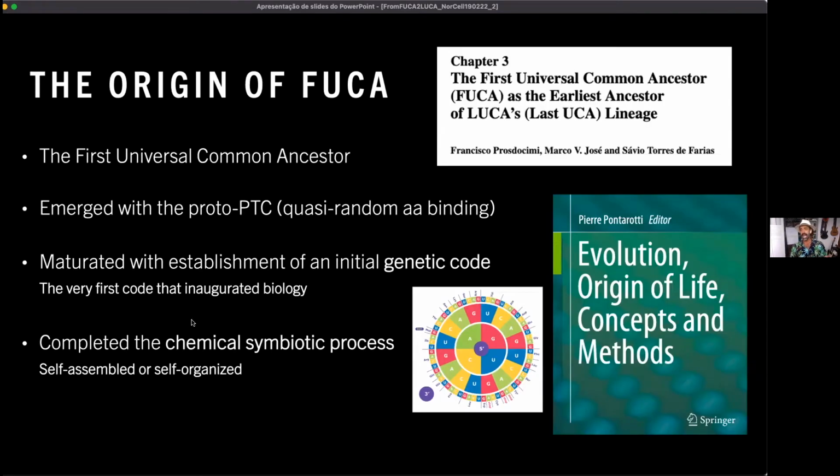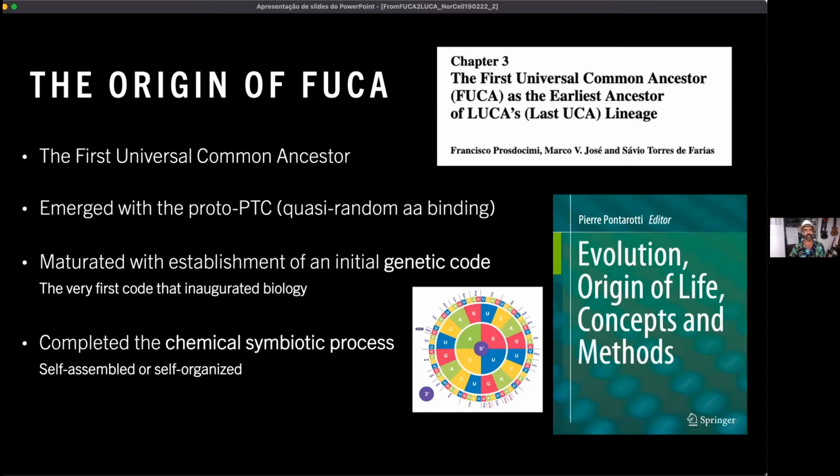And then for us, we theorize, we create this new concept about the FUCA. What's FUCA? It is the first universal common ancestor. That's exactly the moment the FUCA is born, when the proto-PTC started to bind amino acids together, okay? And at that time, this binding was sort of random. We cannot say that it was random because the abundance of amino acids was not random, okay? So it was quasi-random, depending on how many amino acids there were in the prebiotic pool, okay?